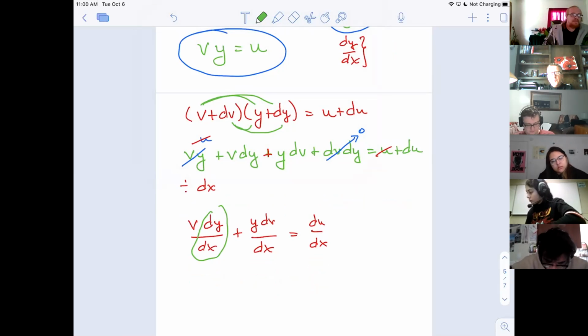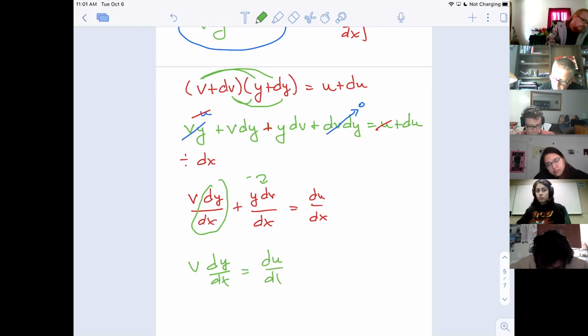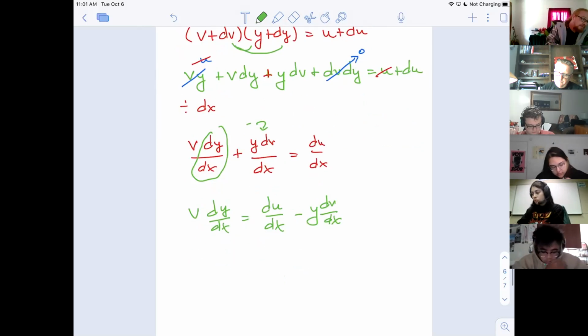So again, how's your algebra skills? What I'm really trying to do here is create a recipe for what to do with junk divided by junk. Can you just stare at that and solve that for dy dx? Is it intimidating for you to do that? You should see it as, well, the first thing I've got to do is subtract all this junk from both sides. So now I'd have v times dy over dx equals du over dx minus y times dv over dx. And then I guess I would just divide by v.